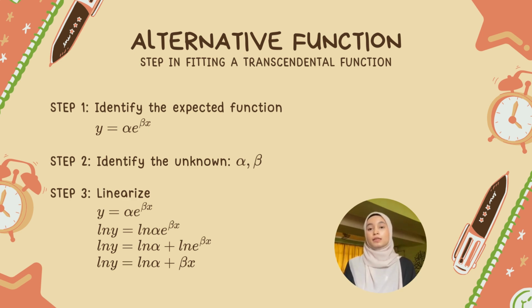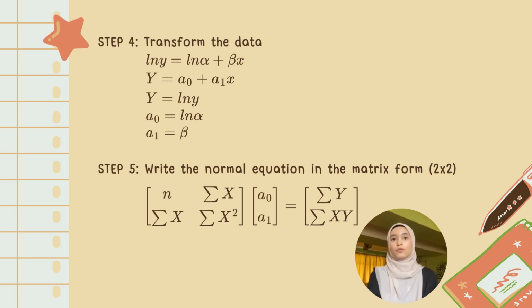Step 2 is identify the unknown, which is we need to identify the alpha and also the beta. Step 3, we need to linearize the function. So we got ln y equal to ln alpha plus beta x. So next is step 4, which is transform the data. From the linearize, we can transform the data into y equal to a0 plus a1x. And we got y is ln y, a0 equal to ln alpha, and a1 equal to beta.